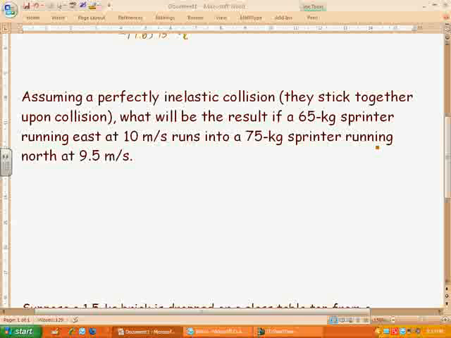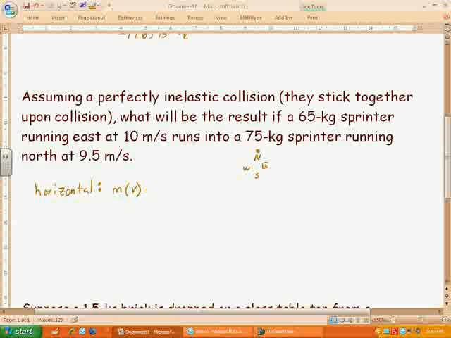Initially we can look at both the horizontal and the vertical momentum. So let's look at the horizontal momentum first. If I look at the horizontal momentums, I've got the 65 kilogram sprinter that's running east. If we consider north, south, west, east, east is to the right, which is positive. So initially he's going mass times the velocity going east, so that will be positive.